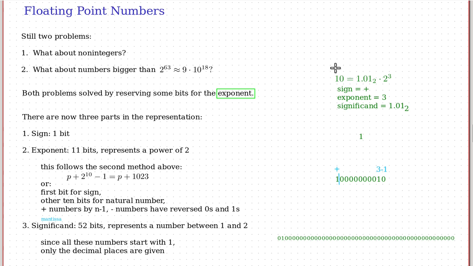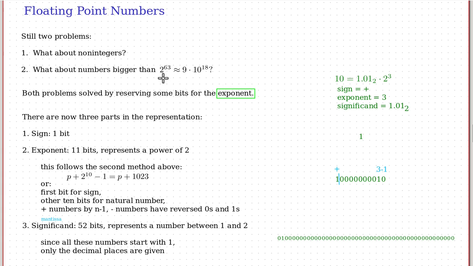So altogether now there's going to be 3 pieces to our representation. We're going to have a sign bit. We're going to have an exponent bit or set of bits. And then we're also going to have what's called the significand, and that is this number out front. In our case, it's going to be a number between 1 and 2, and we have to be able to represent that. And most of the bits are actually going to be for the significand.